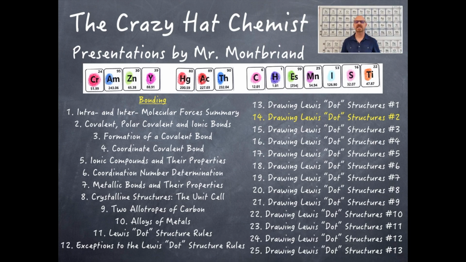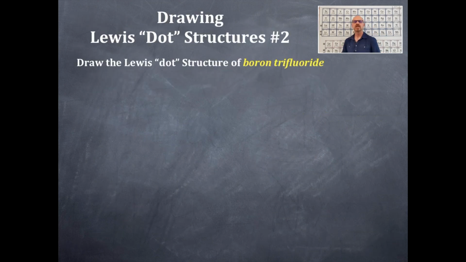So here we go. Today is Lewis dot structures number 2. Before you start this video, I want to make sure that you review the video on Lewis dot structure rules and exceptions to Lewis dot structures. Pull out a piece of paper, a pencil, and let's get started. So here we go. Bam! Drawing Lewis dot structure rules. Drawing Lewis dot structures number 2. So we're going to draw the Lewis dot structure for boron trifluoride.